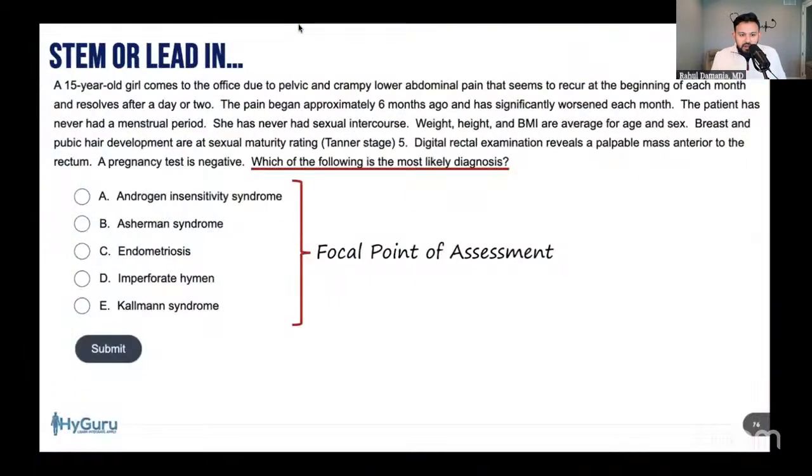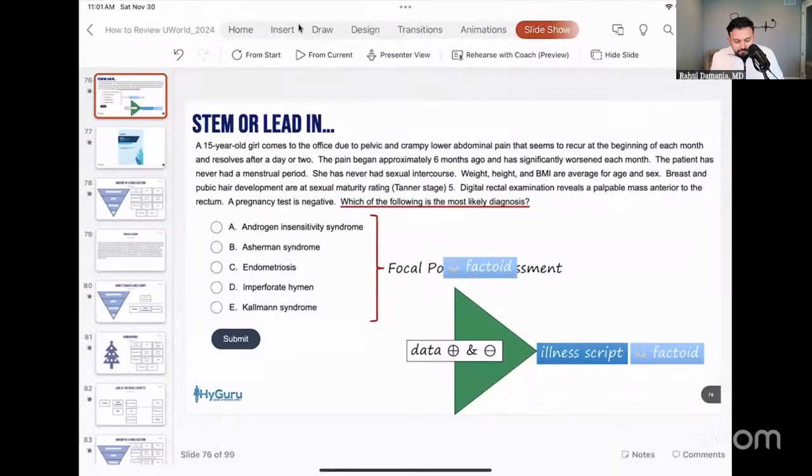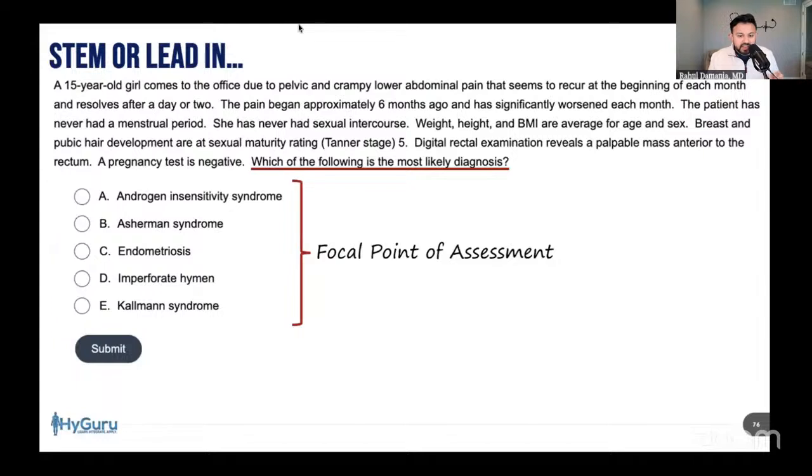So like I said, in the focal point of assessment, I want to tell you what the stem is. The stem is right here. This is called the lead-in. Which of the following is the most likely diagnosis? And that is the focal point of assessment. What that means is essentially they want you to be assessed amongst these different diagnoses. They want you to recognize these diagnoses and essentially a factoid.